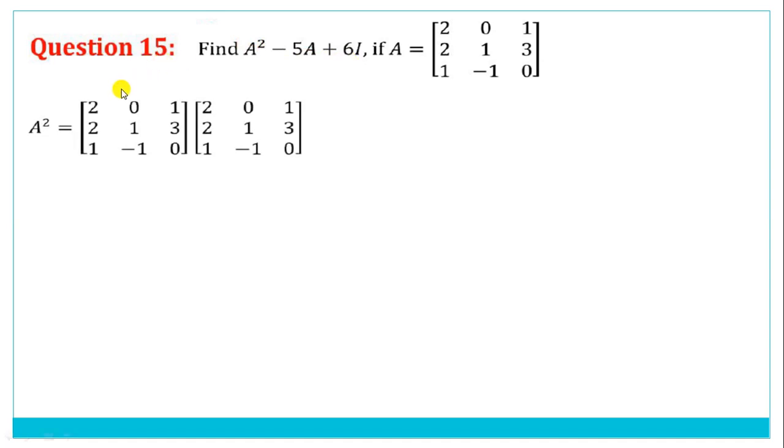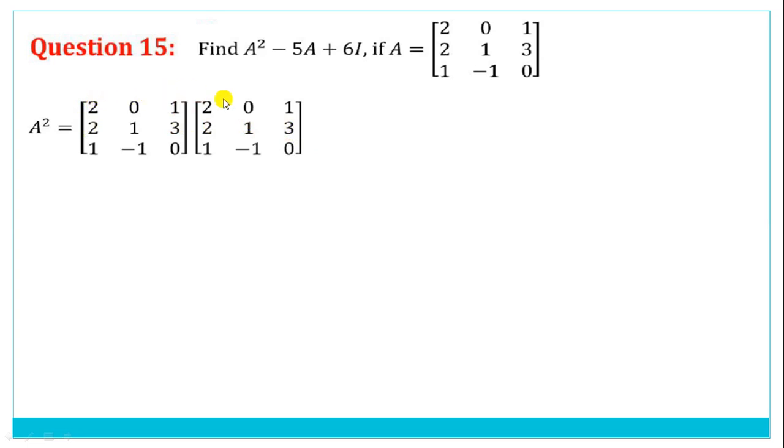First we have to find the value of A squared. So A squared means A multiplied by A. That's what we are doing. We are multiplying the matrix A with matrix A.